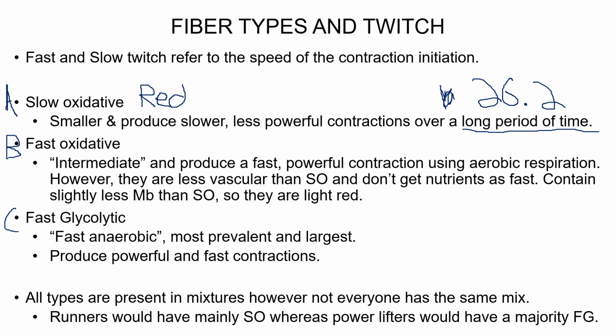Fast oxidative is kind of in between the two extremes. Technically it's really called fast oxidative glycolytic, FOG, but let's just keep it simple and call it fast oxidative. This is going to have a little bit of both. It's going to have a little red and a little white, so if you combine red and white, you get more of a pinkish tint to it. It's going to have characteristics of being fast, but not that fast. So this is just kind of in the middle.